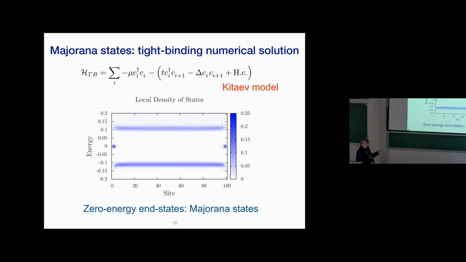So we want to diagonalize it numerically first, then look at the local density of states for a finite size wire. You see that you have the bulk bands, but also you have two states forming at the ends of the wire at zero energy, and these are the Majorana states. So this is a numerical approach to solve this problem, an exact diagonalization, same as for the graphene. But then we can do the same using our technique.